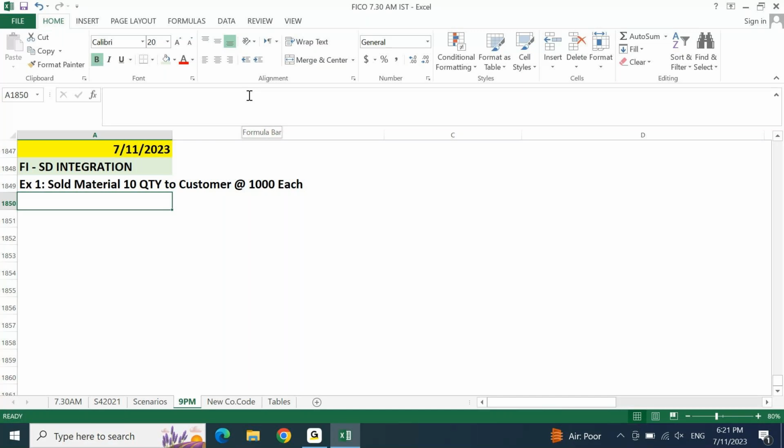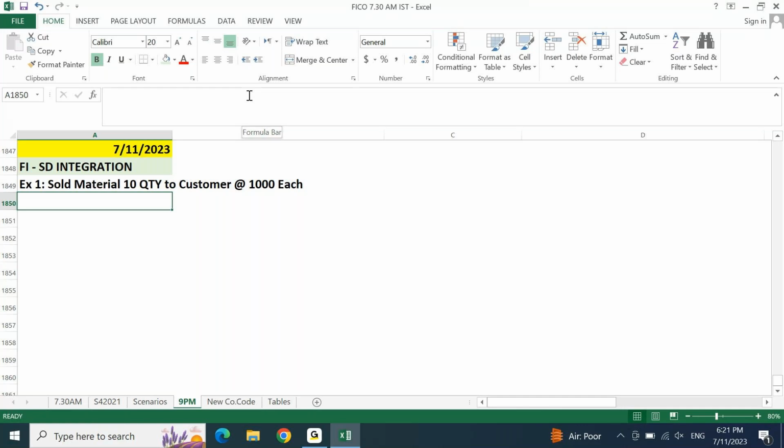Okay, this is the scenario. I'm not writing any names, I'm not writing any material, so you can replace material with any product or any service. Similarly, you can replace the customer with any name. Before we try to understand what will be the accounting impact for this and what is the process flow for this, we look at it as sales from the SD integration point of view.